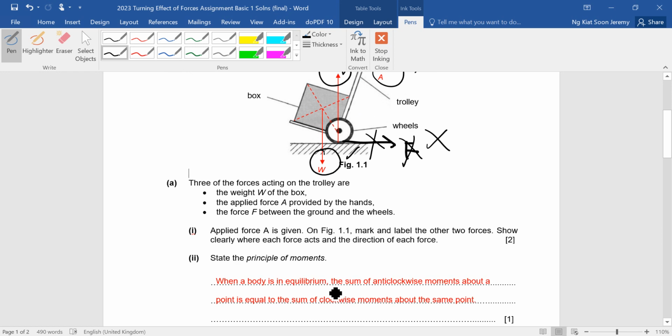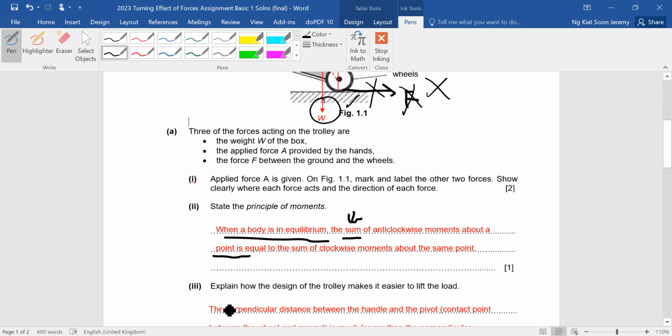Right, state principle of moment, I'm not going to say too much. I said some of you don't even bother to read your textbook. Right, things like when a body is in equilibrium is not written, the sum of clockwise moments, the word sum is important, right, and the word pivot is important. Right, actually this should be pivot, right? So I think this word here, I think preferentially should be changed to pivot.